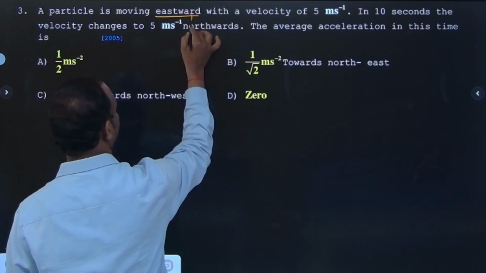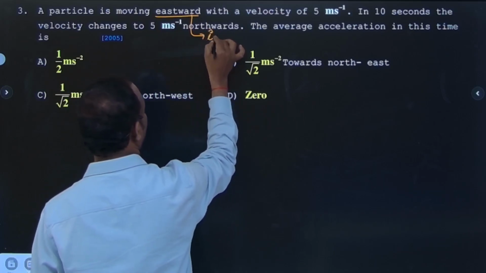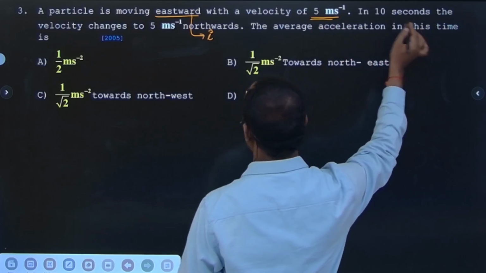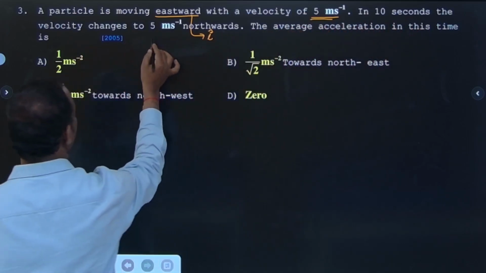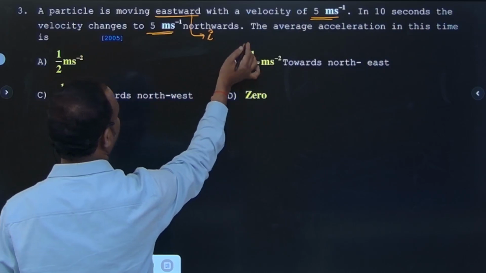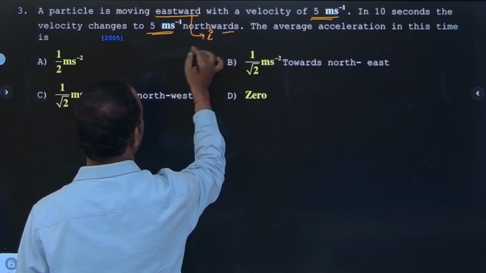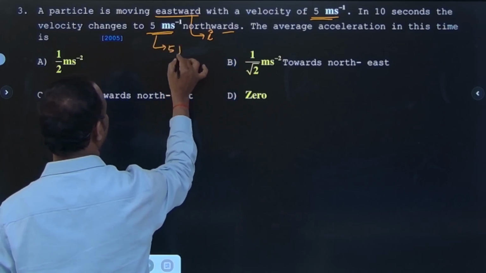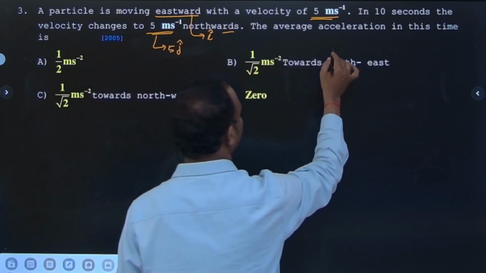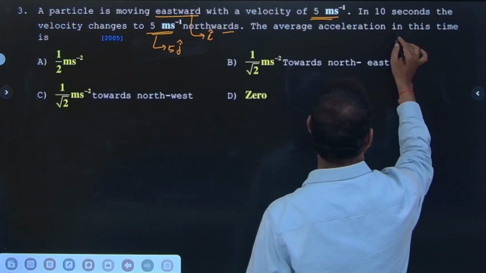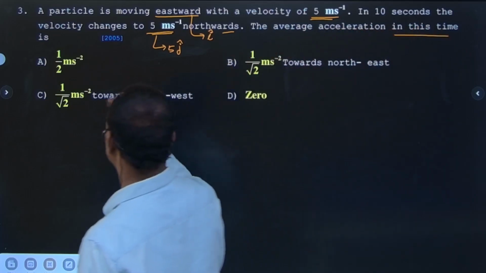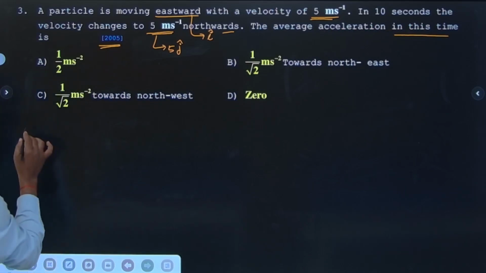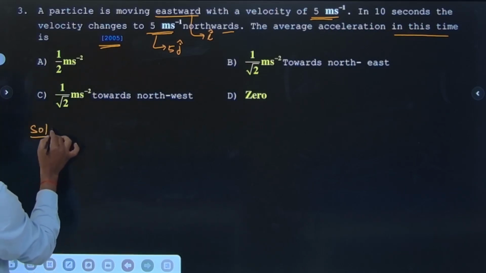A particle is moving eastward. Eastward means it's i cap. And with a velocity 5 meter per second, and in 10 seconds the velocity changes to 5 meter per second northwards. Northwards means j cap, so it's 5 j cap. The average acceleration in this time is what? It's a 2005 question. Carefully on this.